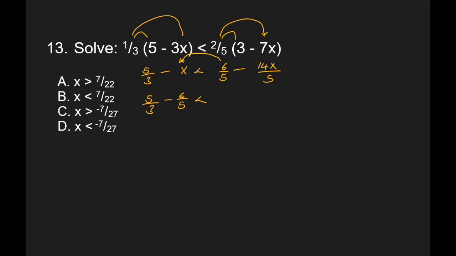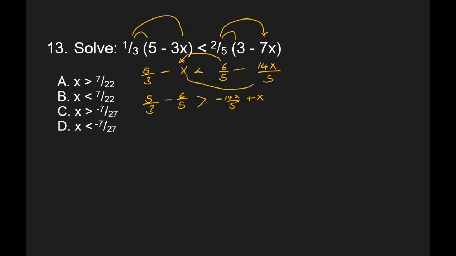Now, if we will have to cross this from here to the other side, then this sign must be changed to greater than. And so we can easily just say we have minus 14x over 5 plus x. Let's solve the two fractions and see what we have.